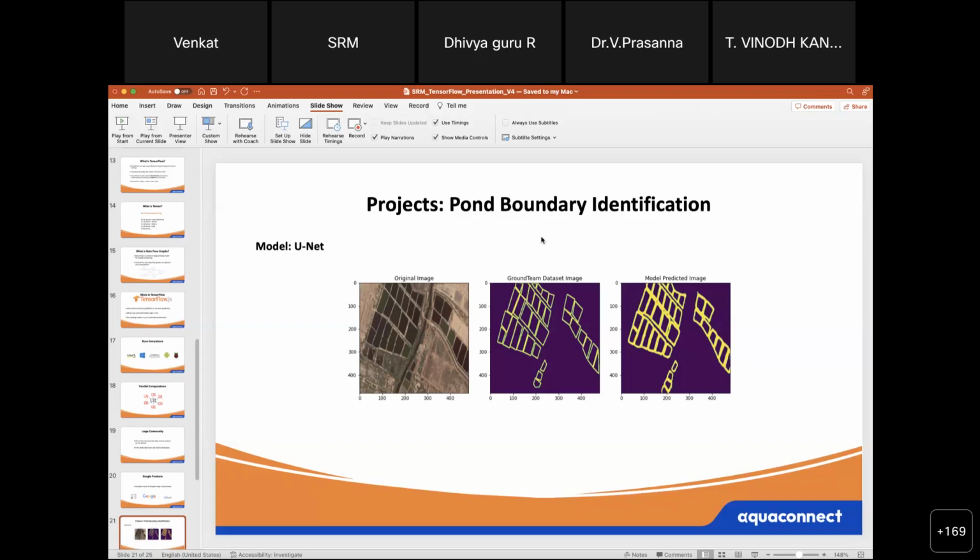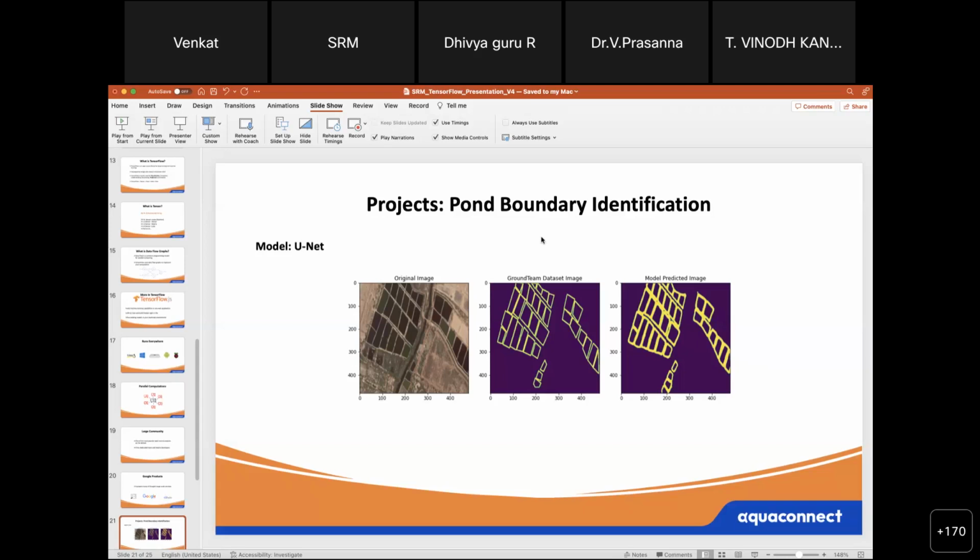And this is how we did it. So first we used the UNet model. It is one of the powerful deep learning models used for image segmentation. It helps us identify and understand the individual elements of an image, right?